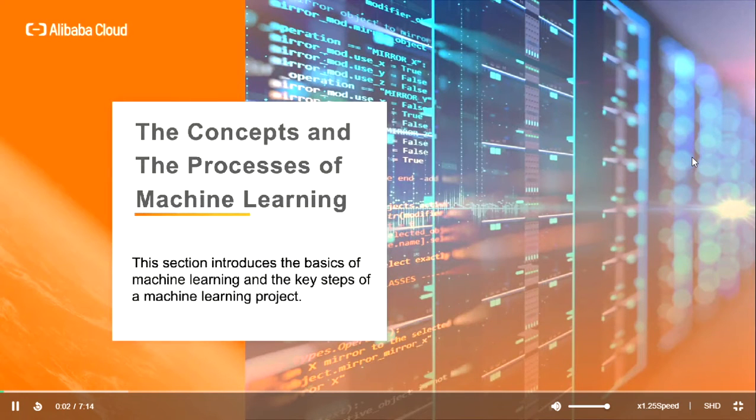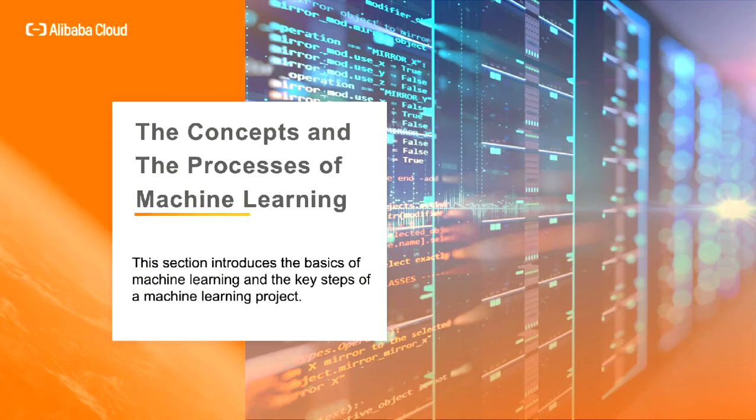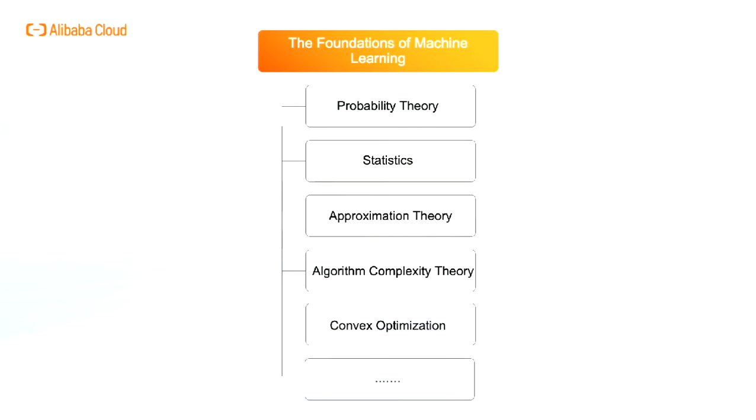The next section introduces the concept and basic process of machine learning. This section introduces the basic knowledge of machine learning and the key steps of a machine learning project. Machine learning is an interdisciplinary subject involving probability theory, statistics, approximation theory, convex optimization, algorithm complexity theory, and other disciplines.